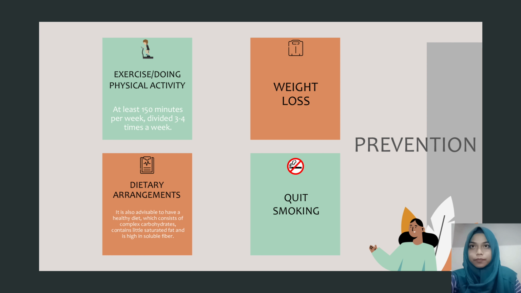Okay, next, the prevention of diabetes. Prevention of diabetes mellitus in people who are at risk in principle is to change their lifestyle, which includes exercise, weight loss, dietary adjustment, and quit smoking. Okay, the first is exercise or doing physical activity. Physical activity must be increased by regular exercise, at least 150 minutes a week.